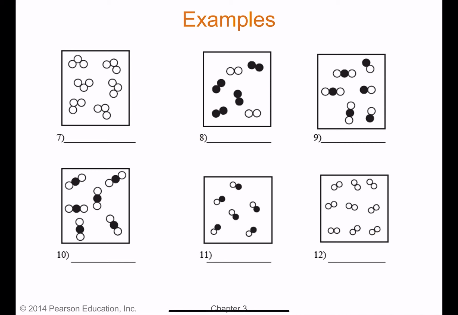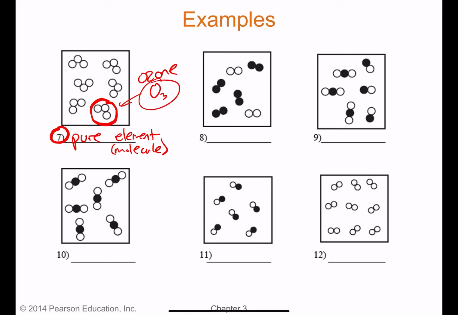Okay, a few more examples. Number 7, all of the particles drawn look the same. So I'd say this is pure. And within a single particle, all of the little circles are the same. So this would be a pure element, where the element in and of itself is a molecule. The perfect example for this one looks like the ozone molecule, which we would write as O3. We're going to get into this way of writing formulas for molecules in the same presentation.